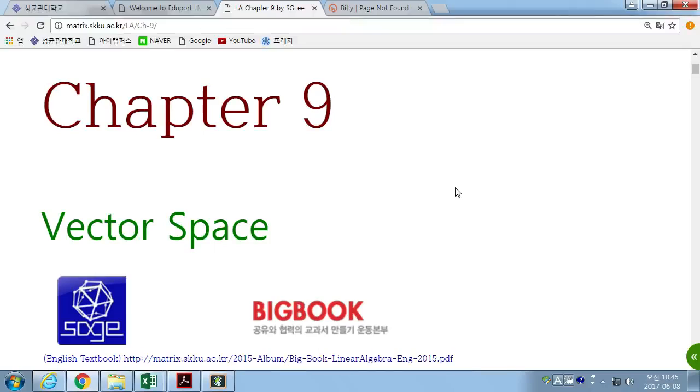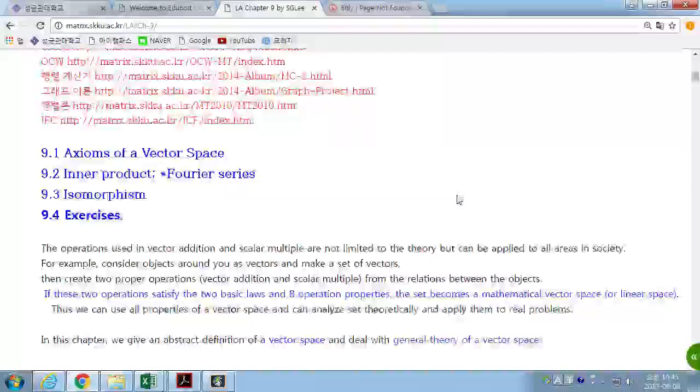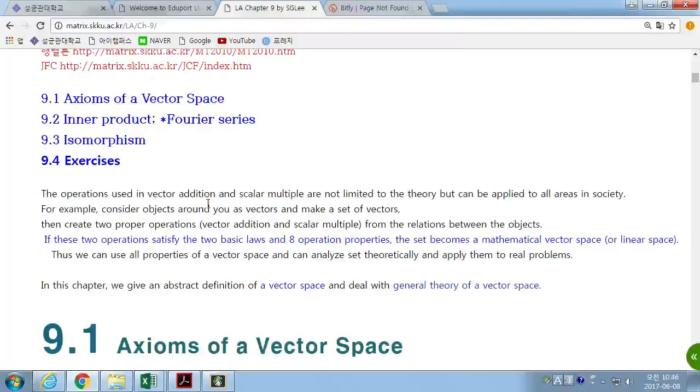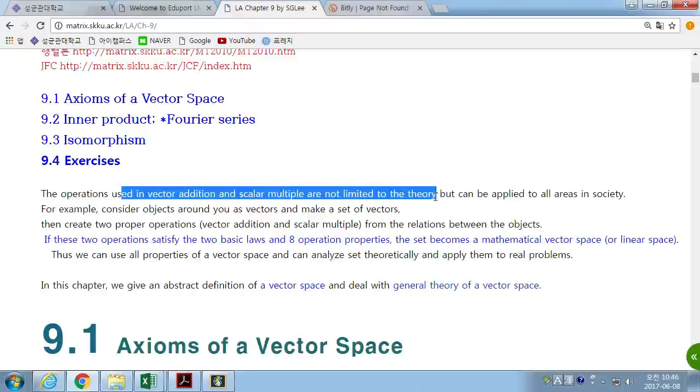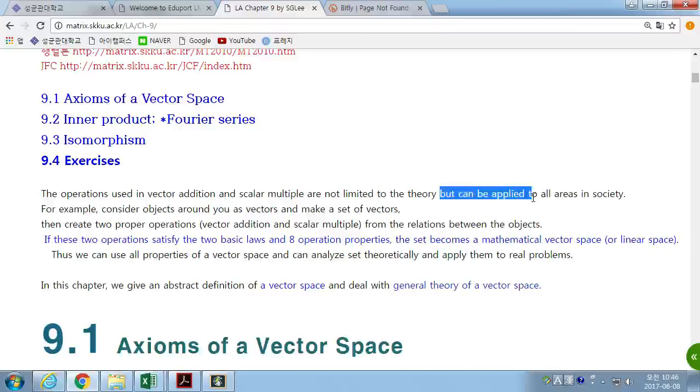Okay, chapter 9, vector space. The operations used in vector addition and scalar multiples are not limited to the theory, but can be applied to all areas in the problems in our society.